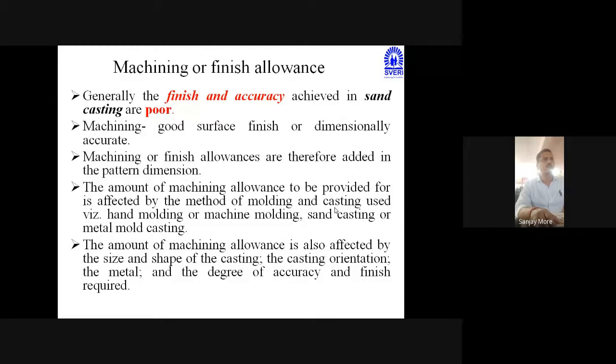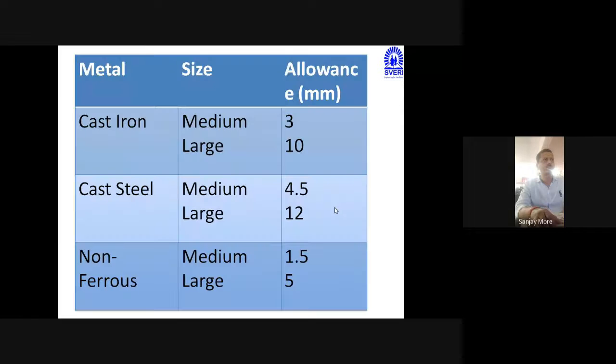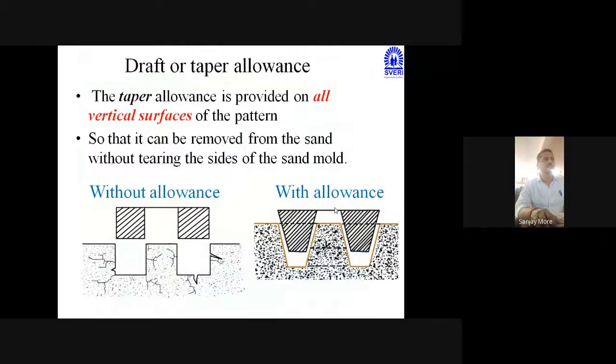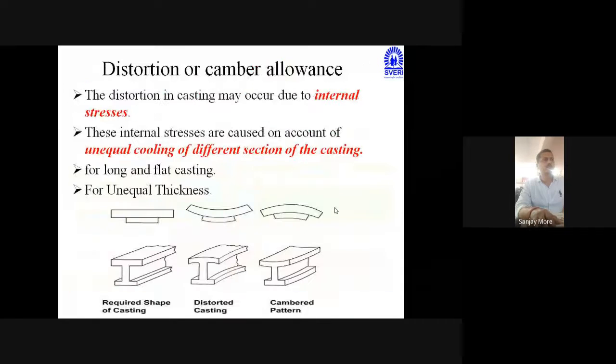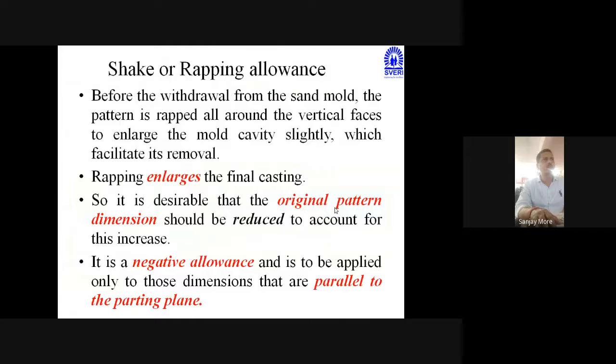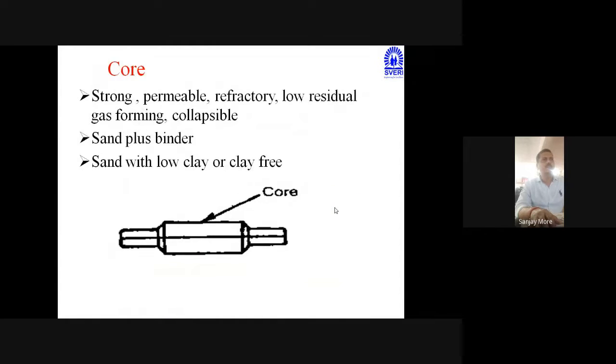Then machining or finish allowance. Here, then draft or taper allowance. Then distortion or camber allowance, and last one is shake or rapping allowance. Then next point is core. Cores are used to manufacture a hollow pattern, where the inner side will be free.